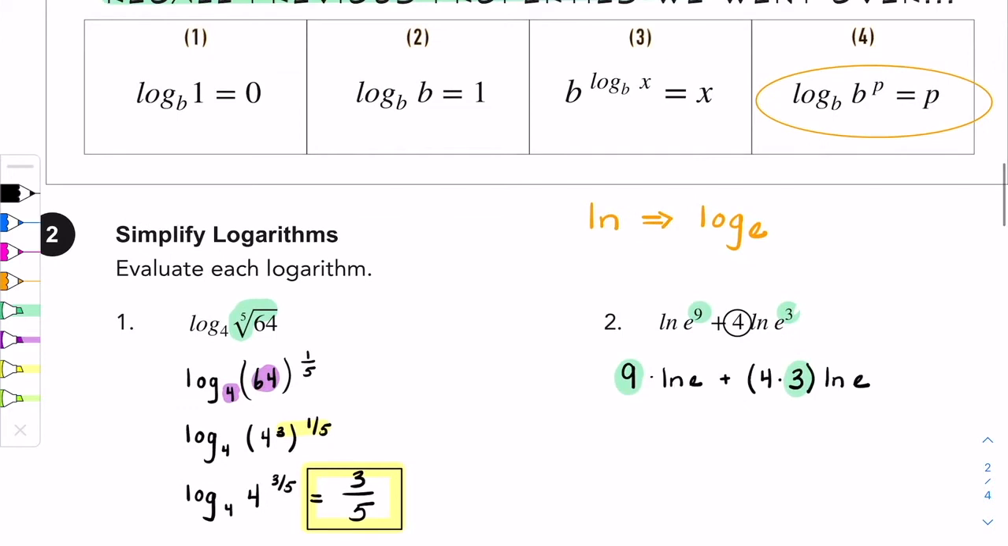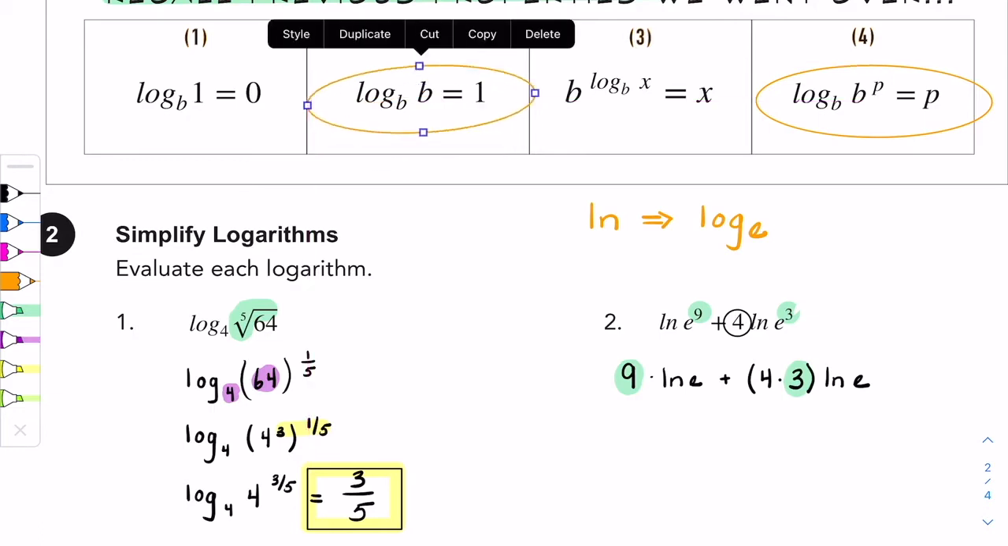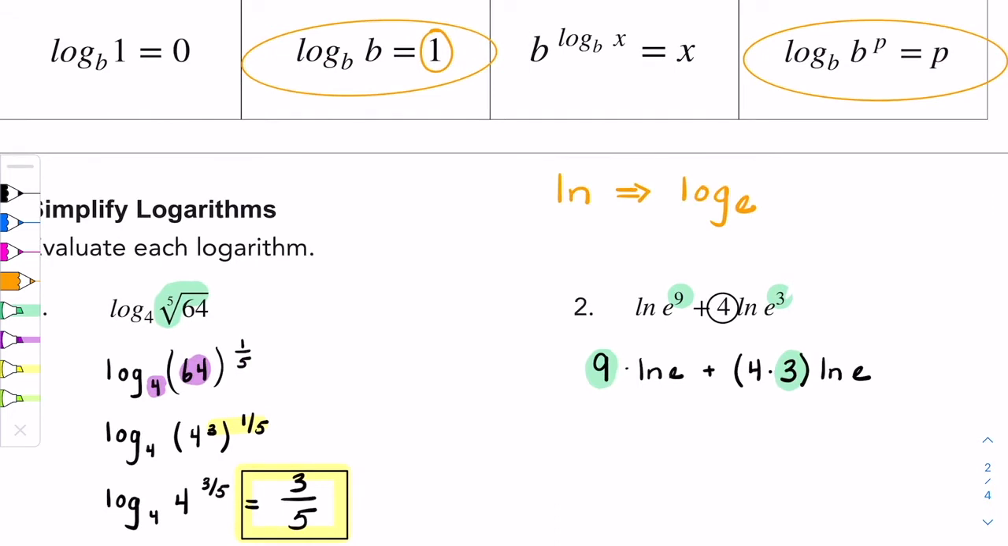ln of e we can rewrite as log base e, and if we take a look at property number 2, if you have the base and the argument that are the same, your solution is going to be 1. So by rewriting ln as log base e, we still have that argument of e. That's going to be replaced with a value of 1. 4 times 3 is 12, and we're replacing ln with log base e. Our argument is still e.